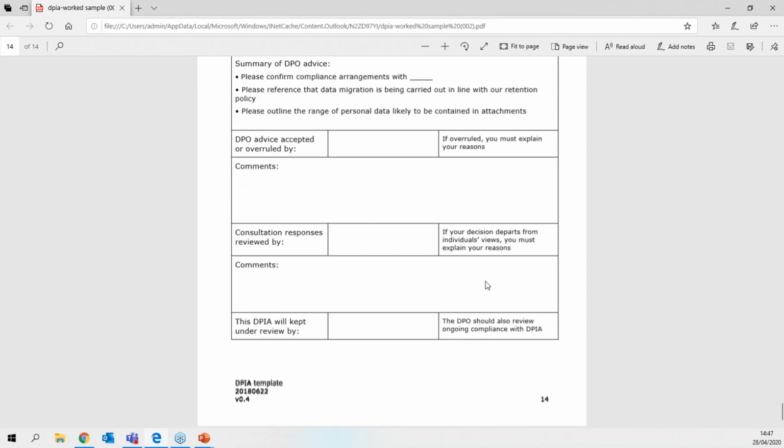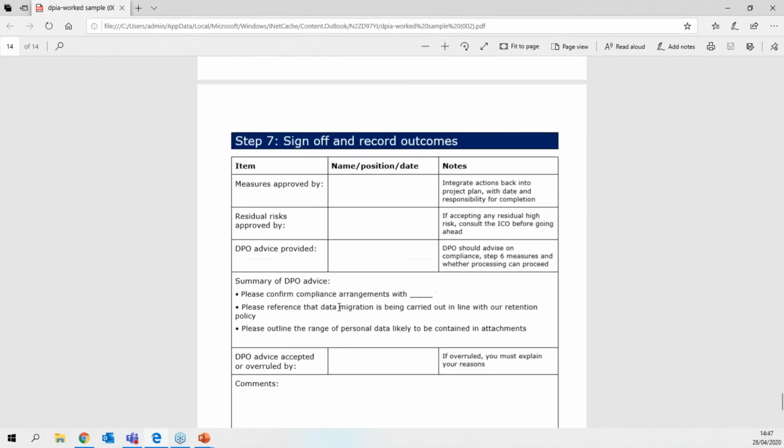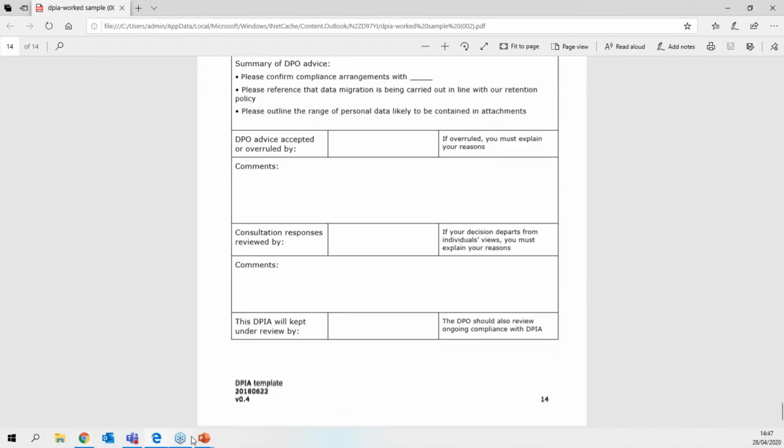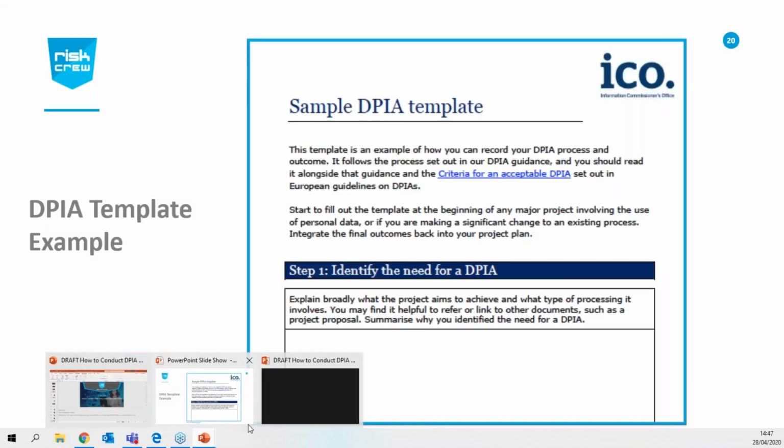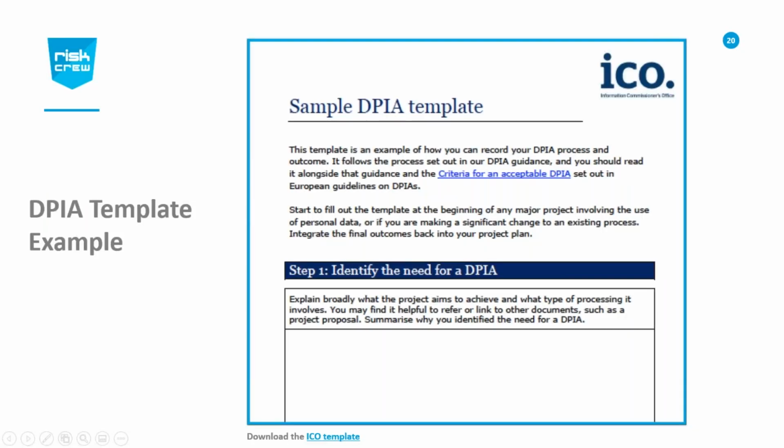And it shows you the consultation responses, the comments, and then who will be in charge of this DPIA. This DPIA will be kept under review by someone, so someone is placed in charge of keeping this DPIA under review. Remember, I did tell you that we shouldn't get into the habit of making a DPIA a one-off. It's a living document. So yeah, that is a sample of the DPIA.